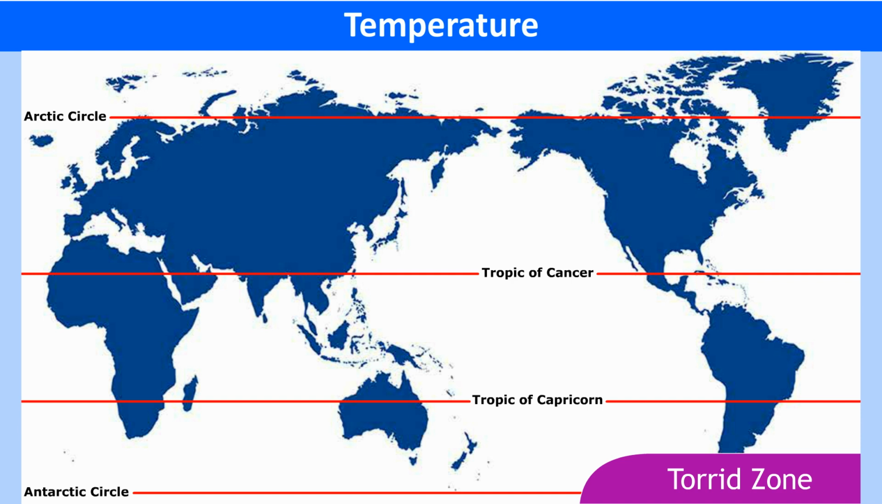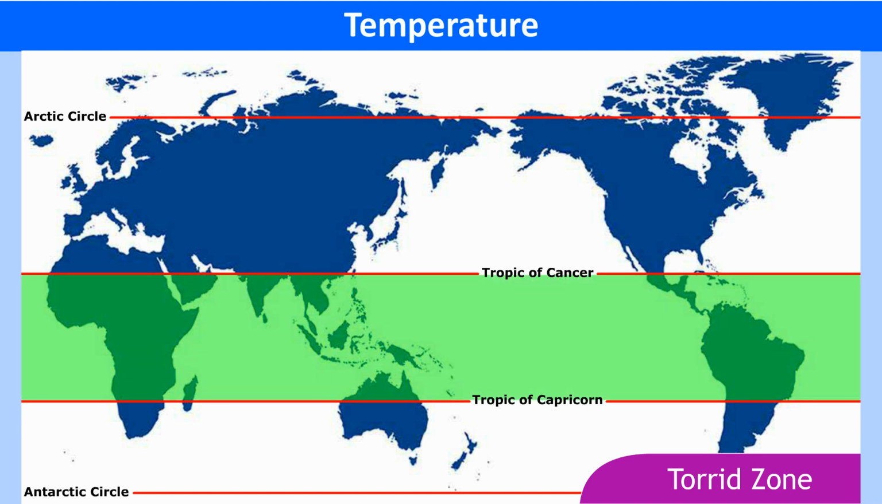Torrid zone. It is located between the Tropic of Cancer and the Tropic of Capricorn. The places located in this zone receive maximum insolation.